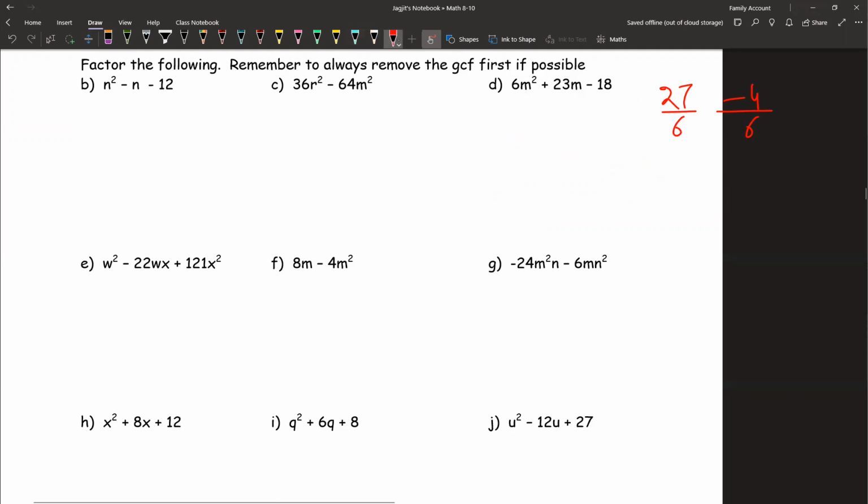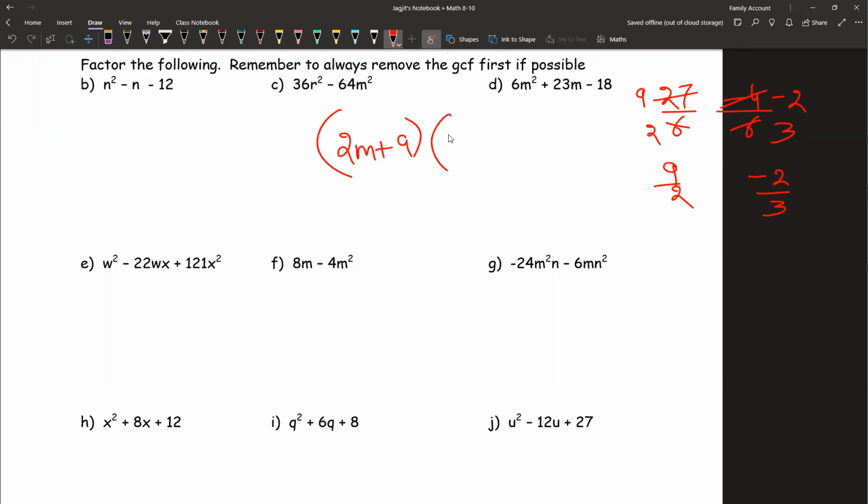27 and 6 can be divided by 3. 27 divided by 3 is 9. 6 divided by 3 is 2. 4 and 6 can be divided by 2. So minus 4 divided by 2 is minus 2. 6 divided by 2 is 3. We have 9 over 2 and minus 2 over 3. The 2 will go in front of m, so it will become 2m plus 9. The 3 will go in front of m, so it will become 3m, and you're left with minus 2. That's the factorization. As you can see, this is a bit of a challenging question.